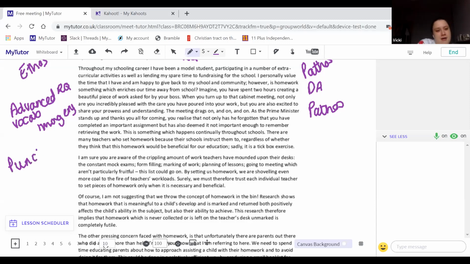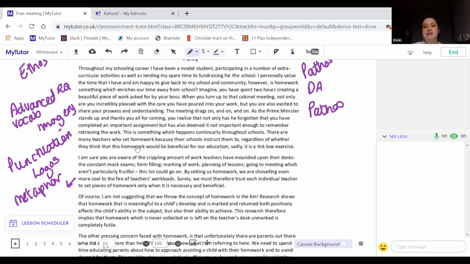So here, we are starting to use logos. We're using facts. All of these things are things that teachers have to deal with, along with a load of other things to balance. By setting homework, we are shoveling even more coal to the fire of teachers' workloads. So here we've got a little metaphor to demonstrate what the problem is. It's very obvious. Surely we must therefore trust each individual teacher to set pieces of homework only when it is necessary and beneficial.